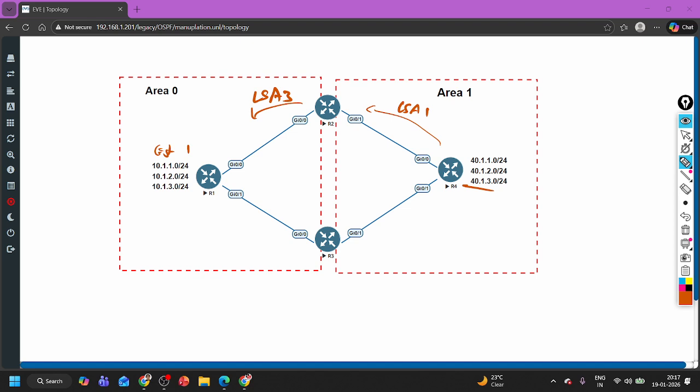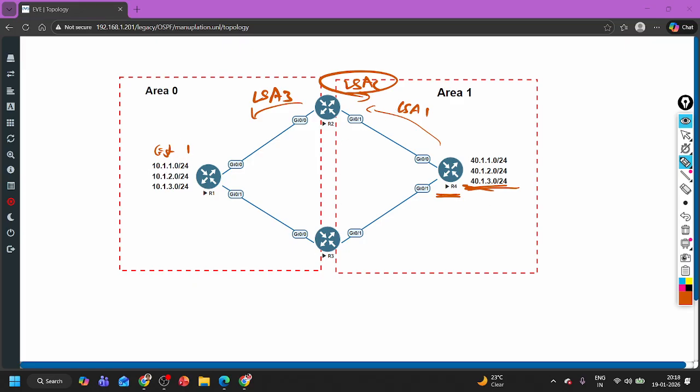How will R1 calculate the cost to reach the 40 subnet? That is the cost coming in LSA 3 plus the cost to reach the ABR router. That is going to be the cost for these 40 subnets. Similarly, router 4 is also going to calculate the cost for 10 subnets, right? Who is advertising? ABR. So the cost to reach the ABR and the cost which is coming in LSA 3, the total cost will be installed in the routing table of router 4 for the 10 subnets.